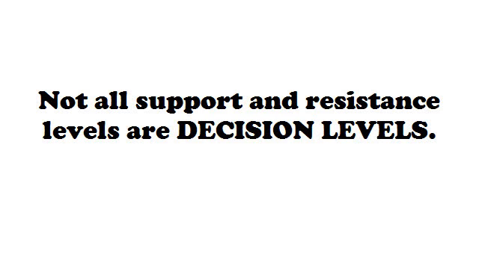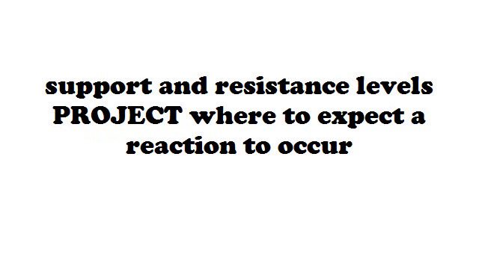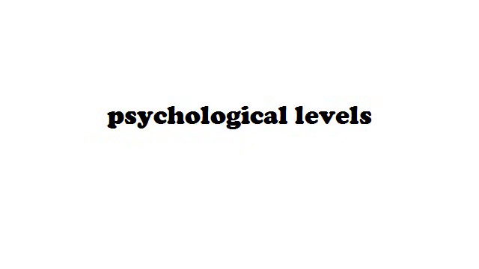levels. So remember, not all support and resistance levels are decision levels. In other words, they won't all be reacted to. So we are projecting in many ways where we expect a reaction to occur. Other types of support and resistance could be the psychological levels. In other words, those numbers that end in a 00 or a 50. Those would be considered major psychological levels. We could also consider minor psychological levels, which would be levels that end in 20 or 80.